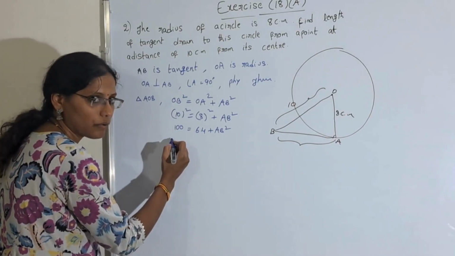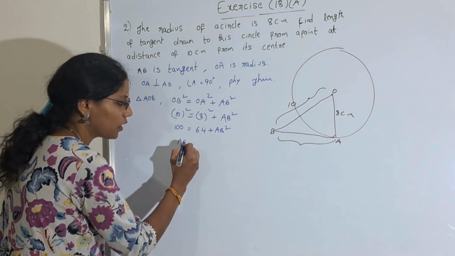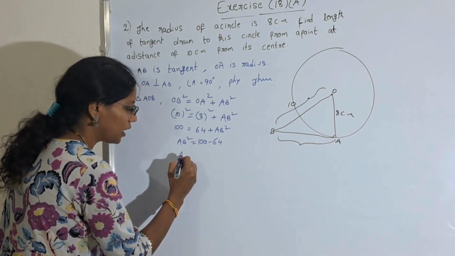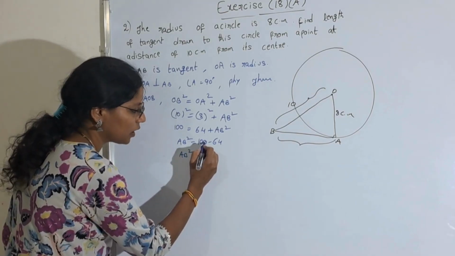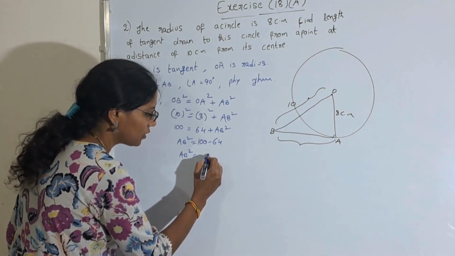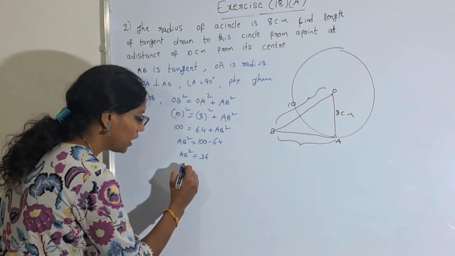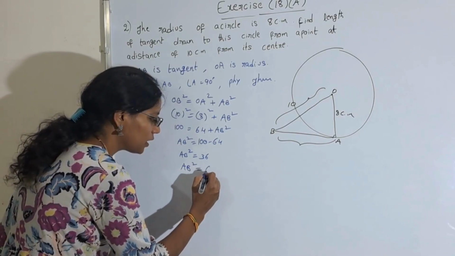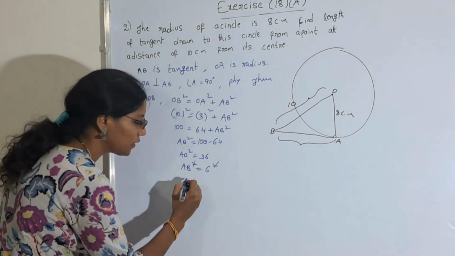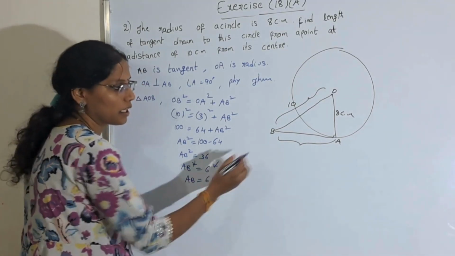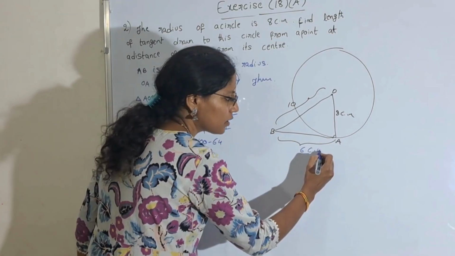Here 64 we have to shift to the left side. AB square is equal to 100 minus 64. AB square is equal to 36. 36 is a perfect square. AB square is equal to 6 square. The squares cancel. AB is equal to 6 centimeters.